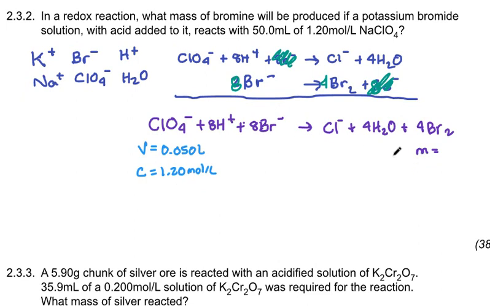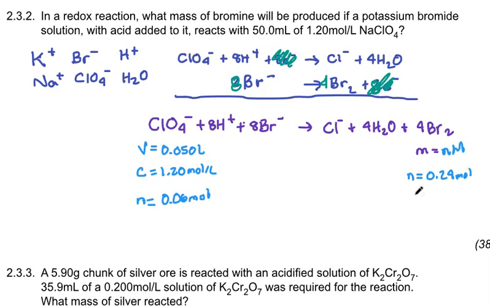Okay, we want mass over here. How do we do this? Rule number 1, get moles. If you can't get moles, you are probably doomed. n equals CV gives us 0.06 moles of perchlorate ion. I want moles of bromine, and their ratio is 1-to-4. So however much perchlorate you have, multiply by 4 to get the amount of bromine. 0.06 times 4 is 0.24 moles of bromine.